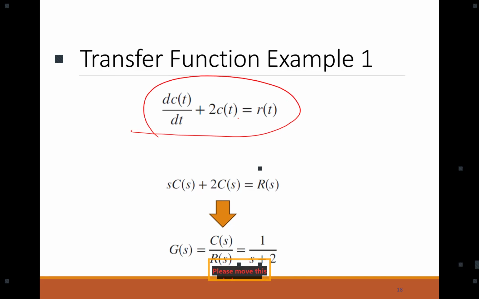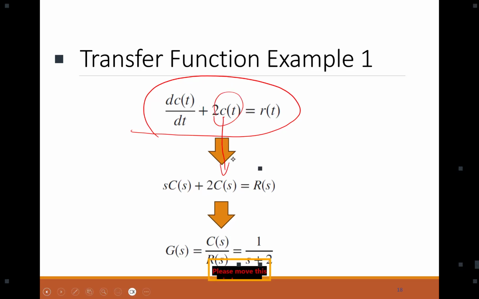What we have to do to find the transfer function is step one, get a Laplace transform of that equation. So we know the differential is going to be S times whatever function we have. Plus, this is a coefficient, so it's not going to change anything. So it's going to be 2C of S, the Laplace transform of this function. And R is also going to be the same, because we don't do any operation on R.